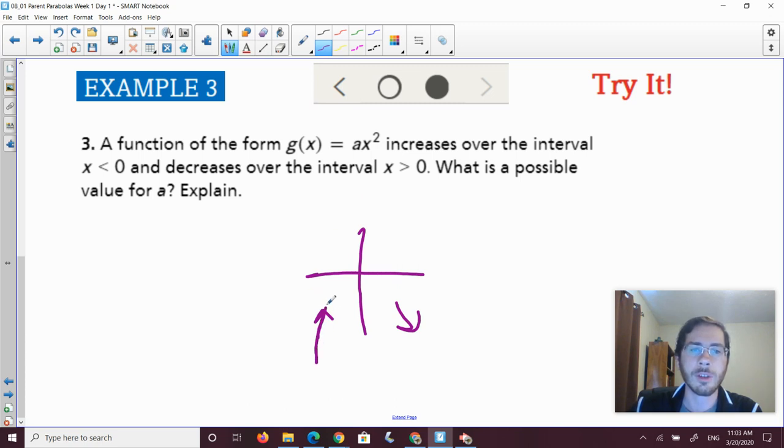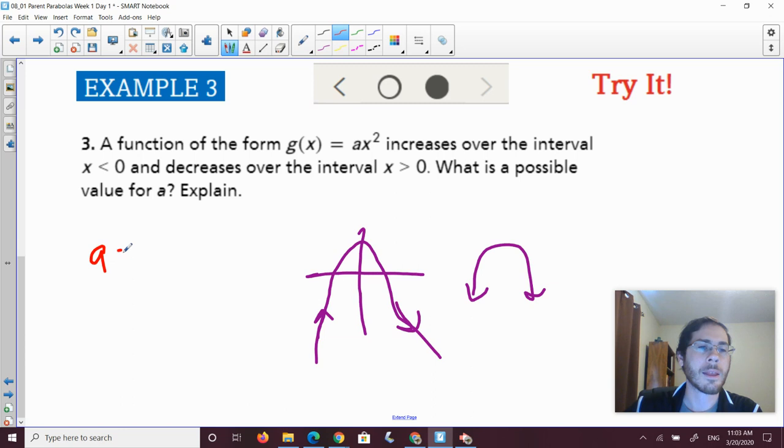So if we think about it graphically, we can make something that goes up and then goes down. That's not a very good parabola, but we'll say it looks more like that. So we know a has to be negative. That's the only restriction we have, though. We aren't given any other information, so you can pick whatever you want. I'm feeling like 3 is a good choice, so a is negative 3. I don't need the x squared because that's already in the problem.